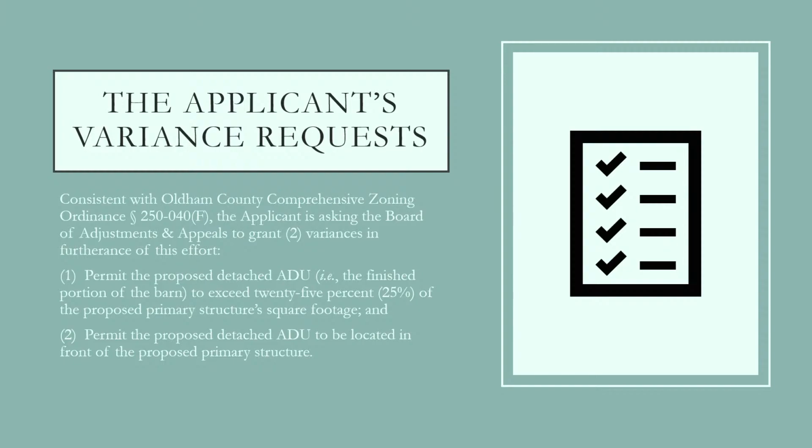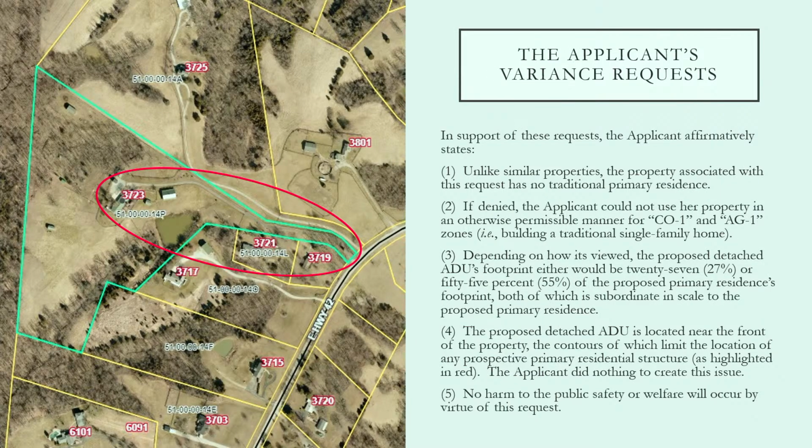The second variance request would be to permit the proposed attached ADU, again, that barn we're talking about, to be located in front of the proposed primary structure, or that new house that they're wanting to build. Let's get into it a little bit more here.